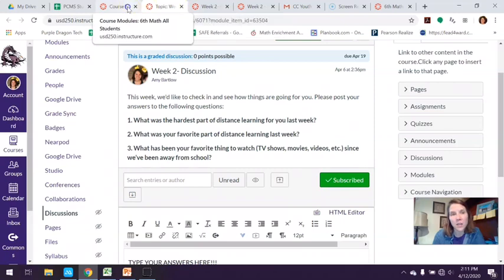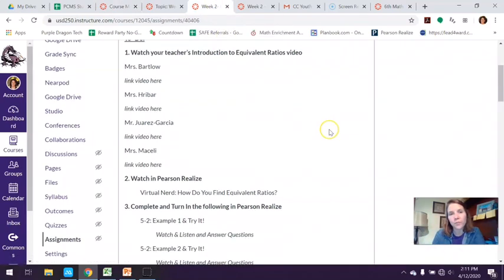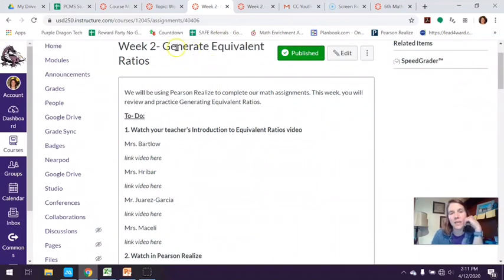The next thing that's on our list, if we go to week 2, is generate equivalent ratios. So that is what we just practiced with the Lucky Charms and the 3 examples on the slide. I'm going to open this week 2, and at the top it says generate equivalent ratios.